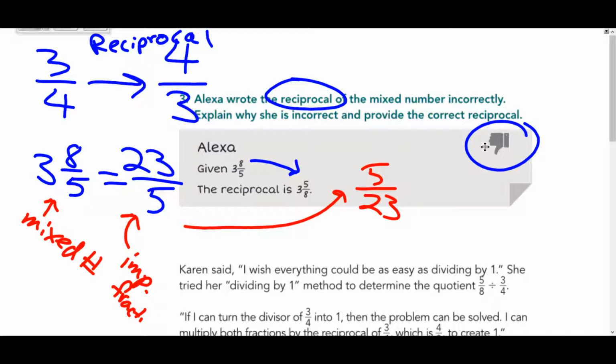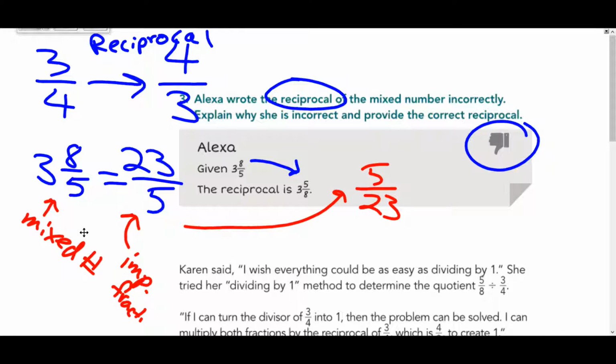So the reason that it's wrong, Uncle Bob, do you want to take a look at that and tell us what they did wrong? Sure. So it looks like she just took this mixed number and just basically flipped it. But she didn't do anything about the 3. She just turned the 8/5 into the 5/8. Now, reciprocal is a number that's turned upside down. So 3/4 is 4/3. But this doesn't work because you don't do anything with that 3.